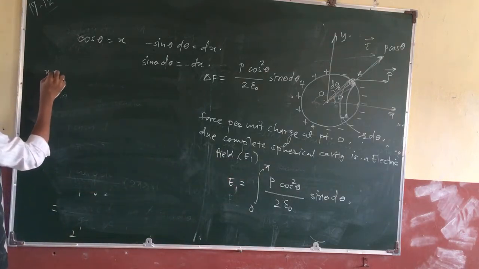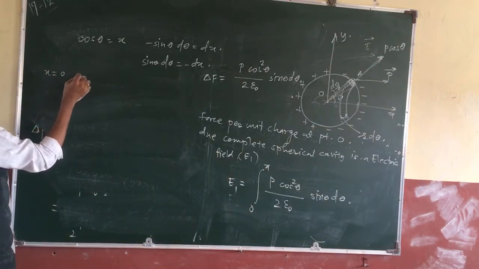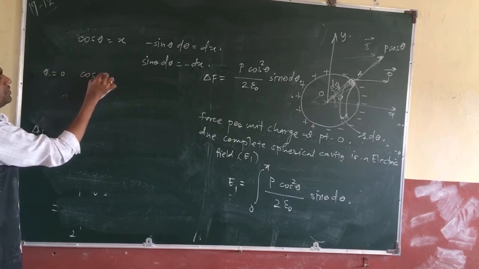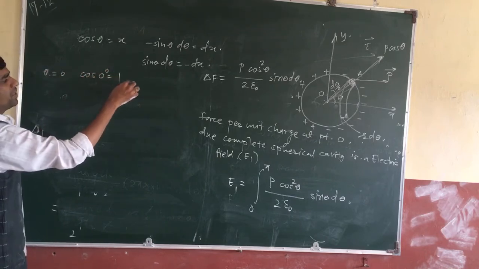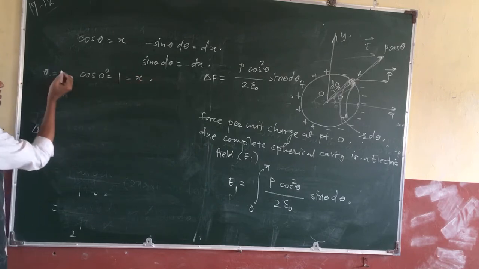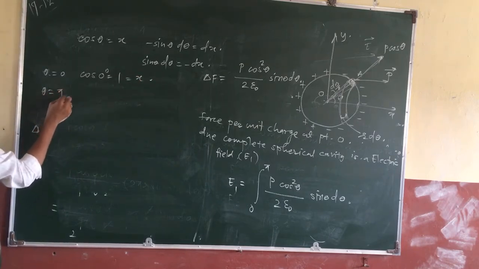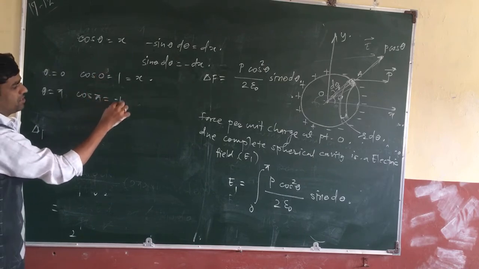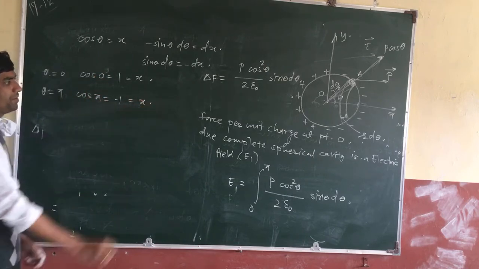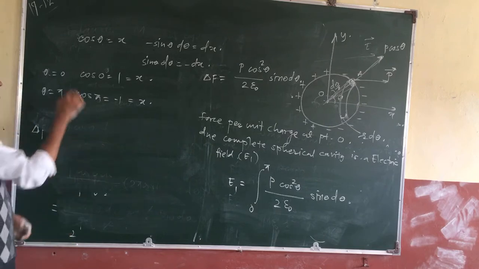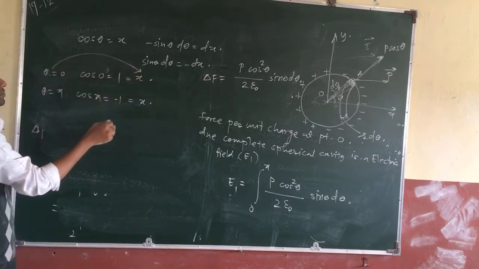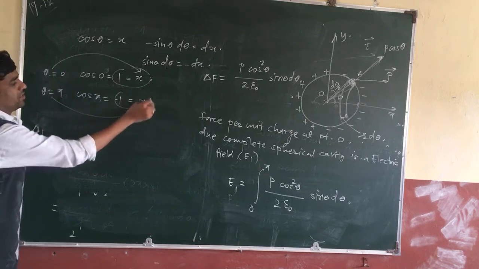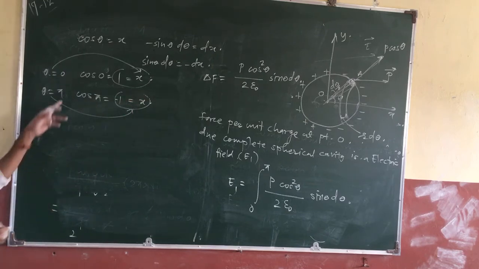If theta is equal to 0, then x is cos 0 degree, and cos 0 degree means 1. And if theta is equal to pi, cos pi is equal to minus 1. So if the value of theta is 0, x is equal to 1. And if the value of theta is equal to pi, x will be equal to minus 1. These are the limits of integration.